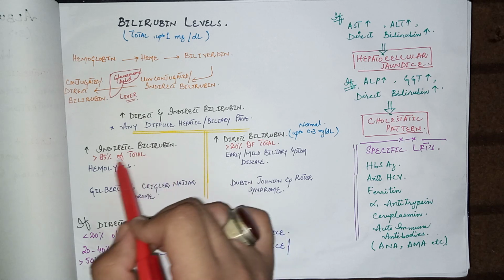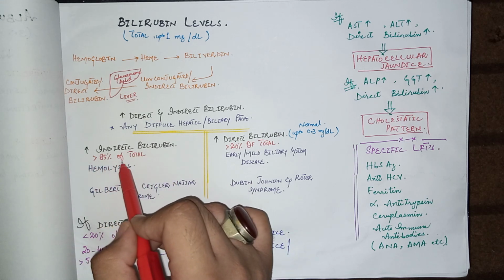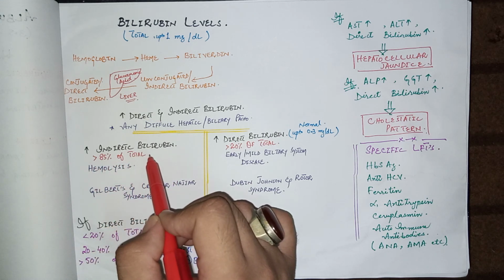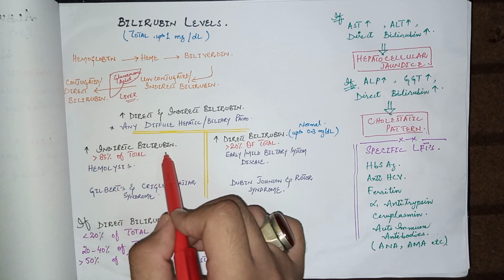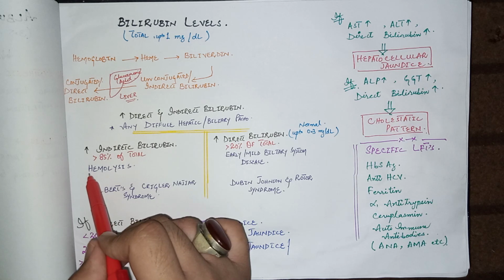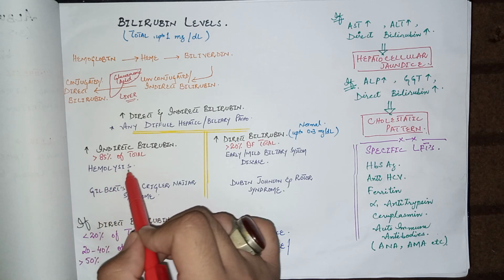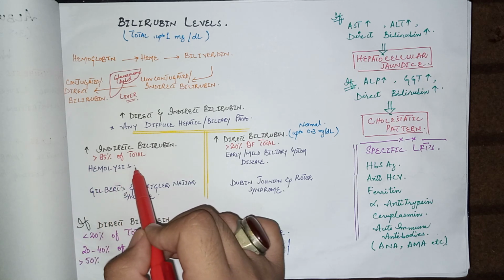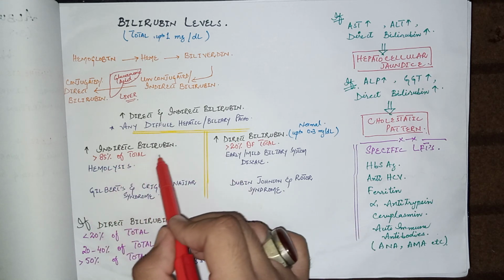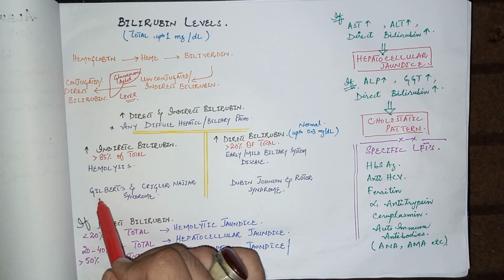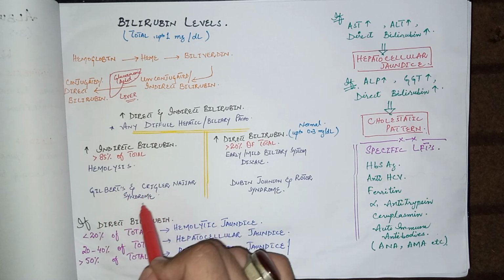Now come to the etiologies of increased indirect bilirubin or unconjugated bilirubin. Indirect bilirubin is high when it is more than 85% of total bilirubin levels. The indirect bilirubin is high when hemolysis is going on in the blood, like sickle cell anemia or thalassemia major. It is also high in some genetic disorders like Gilbert syndrome and Crigler-Najjar syndrome.